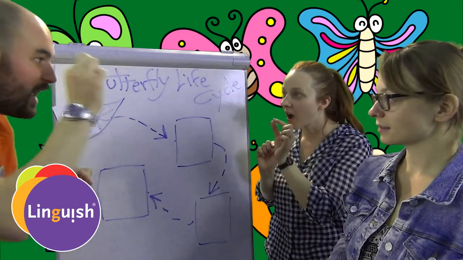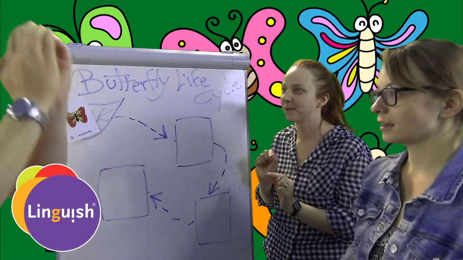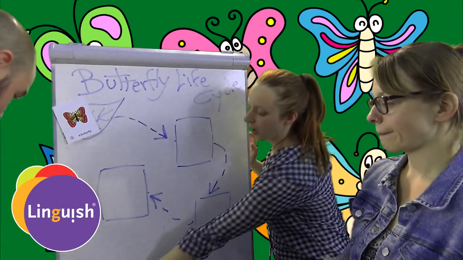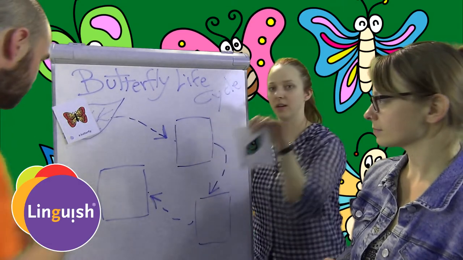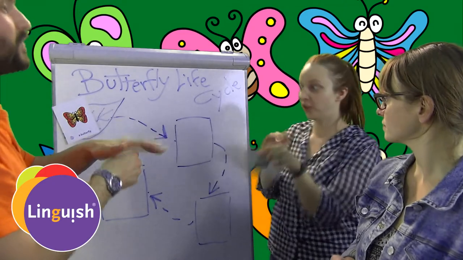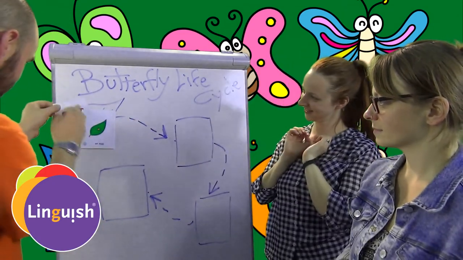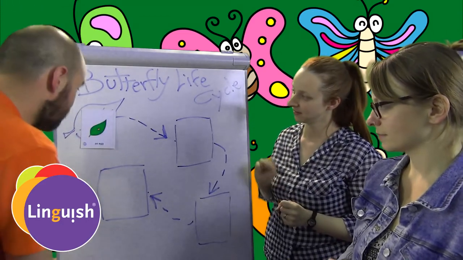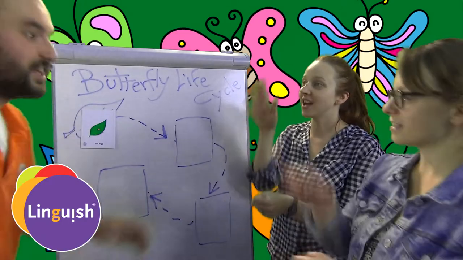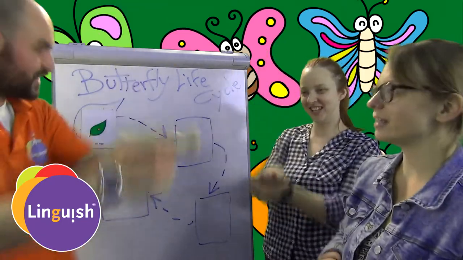There's a small egg. Where is the egg? Where's the egg? Andrea? Take it. The egg is on the leaf. Yes, place it. Ooh, perfect. All right. The egg is on the leaf. Hi-ho, the insect. The egg is on the leaf.